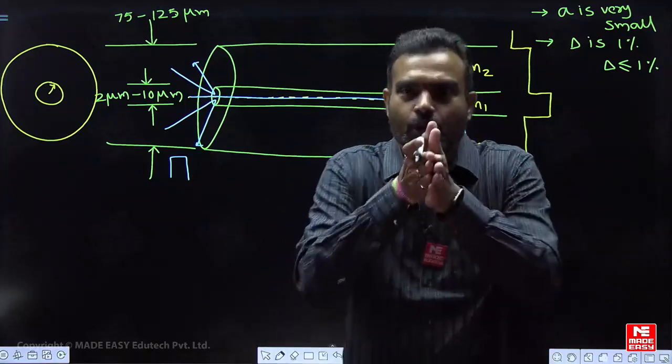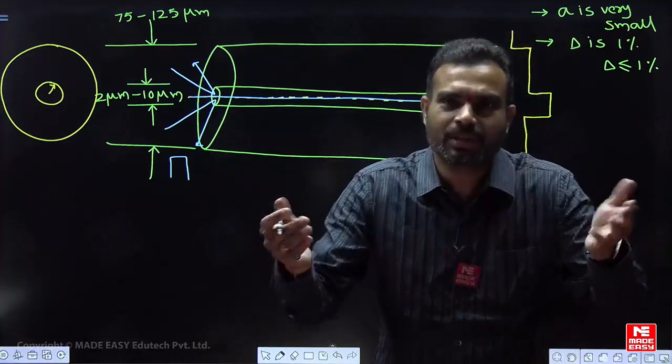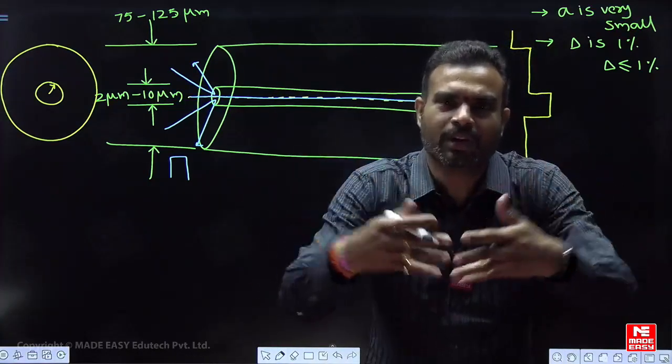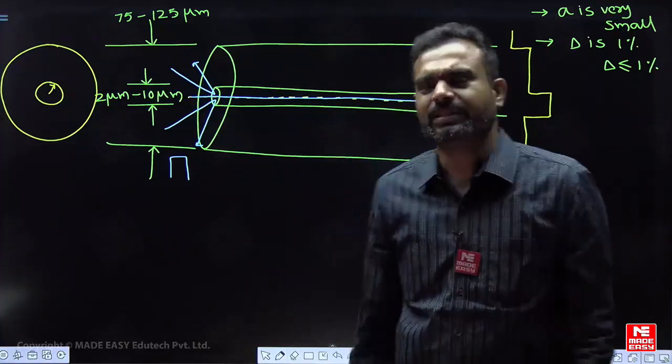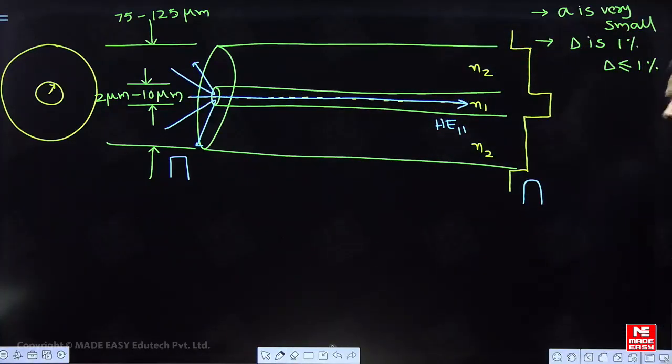No dispersion means no ISI. No ISI means no intersymbol interference. Symbols are not interfered with each other. There are no errors. That is a very important part.